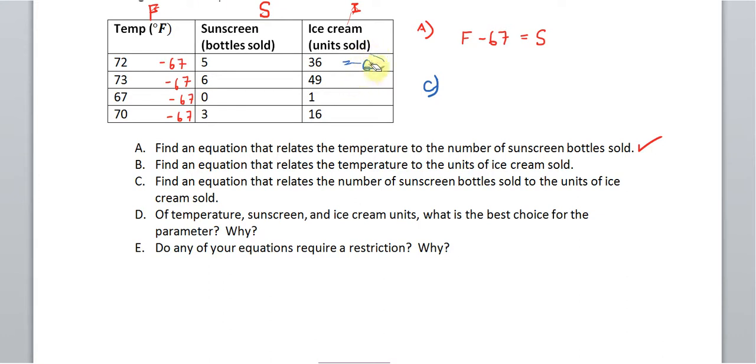Man, why is my pen leaking? Let's try that one more time.